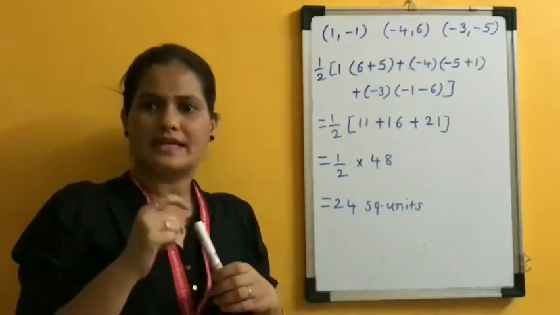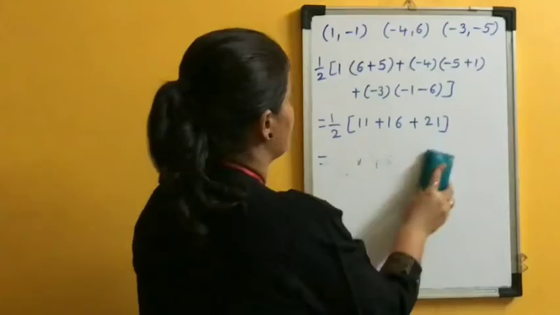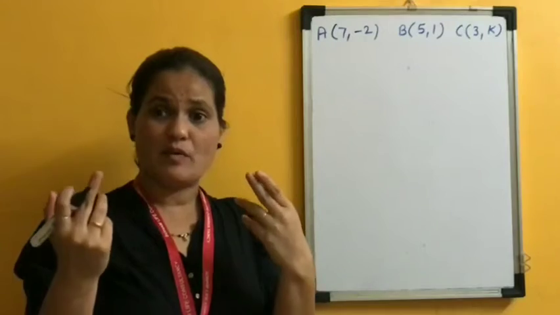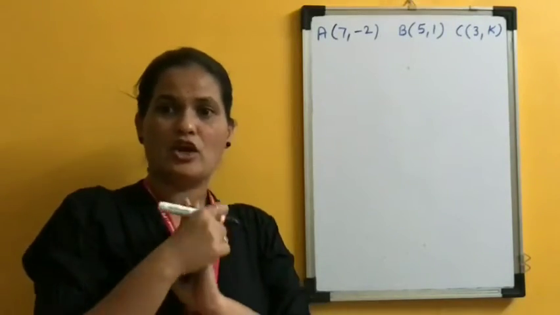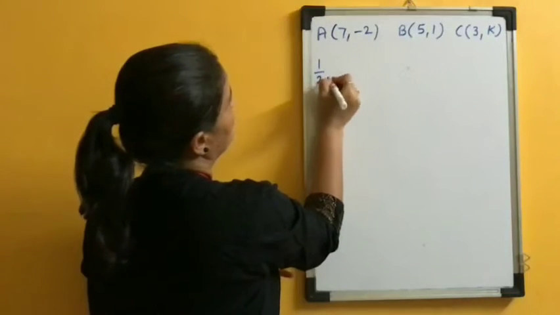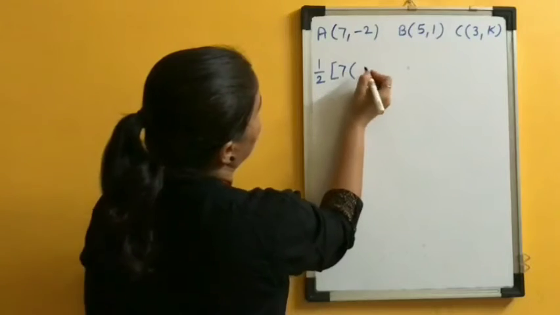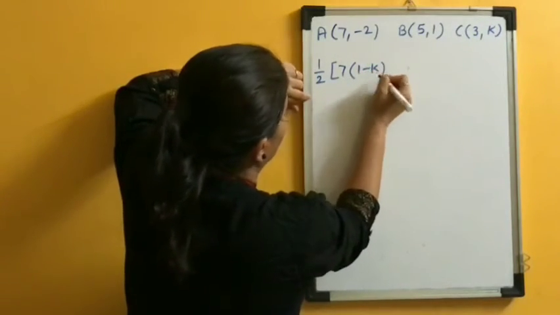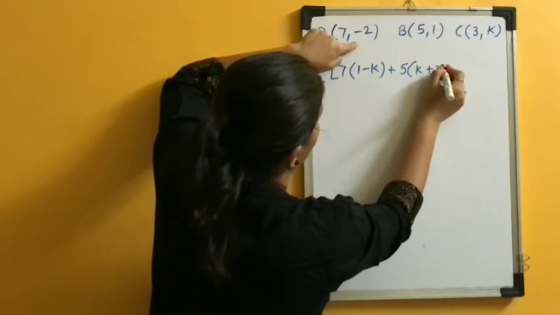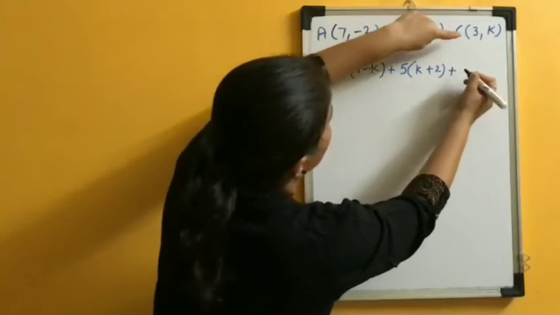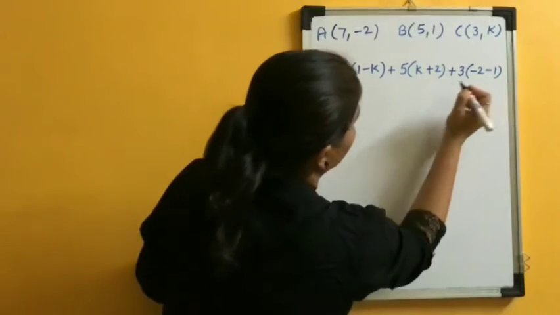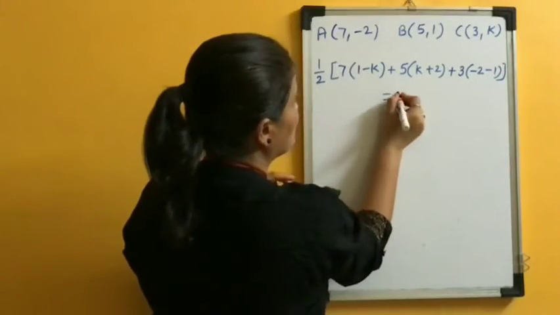So let's take the second example. The points are collinear. As these 3 points are collinear, the area of the triangle formed by them is 0. So the area of the triangle will be 1 upon 2 into 7 into 1 minus k plus 5 into k minus minus 2 is plus 2 plus 3 into minus 2 minus 1, and which is equal to 0.